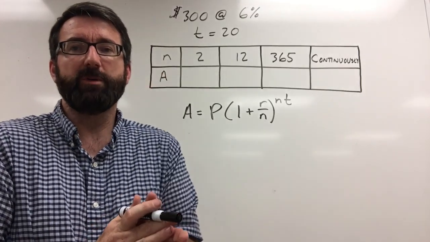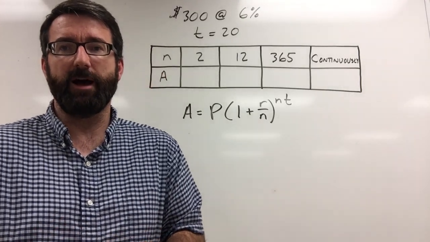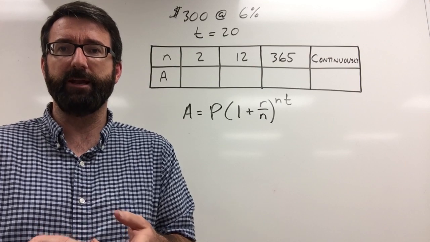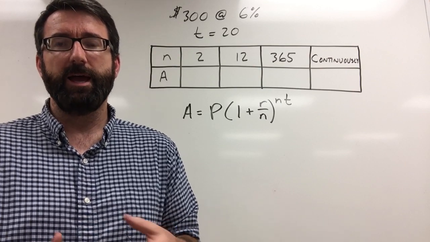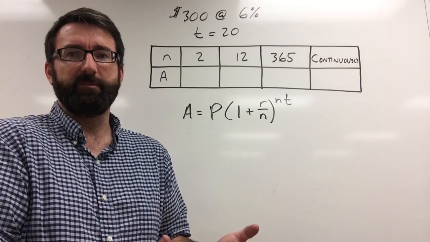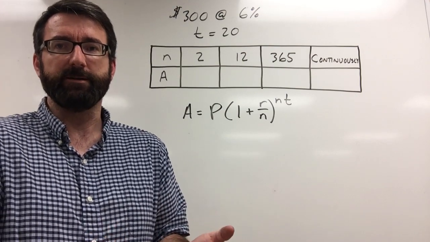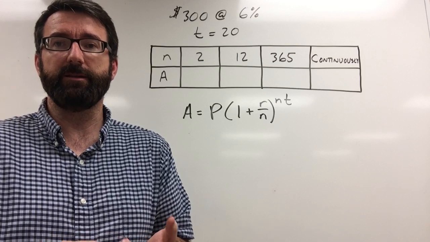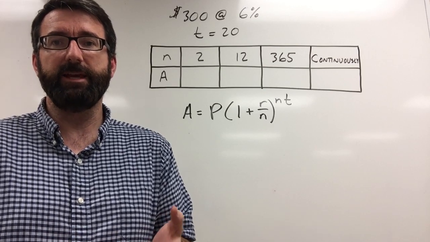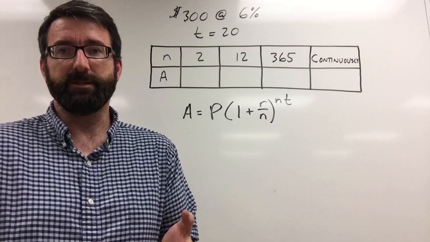All right, for this example, we're told that Krysti invests $300 in an account with an interest rate of 6%, making no other deposits or withdrawals. And we're asked how much money is going to be in that account after 20 years if the interest is compounded semi-annually, monthly, daily, or continuously.